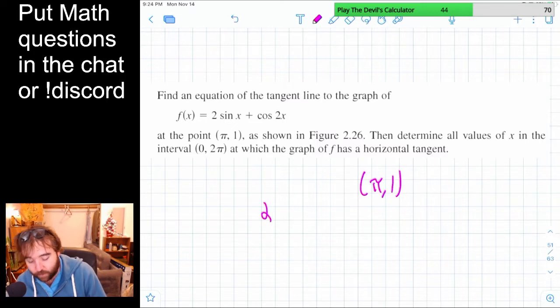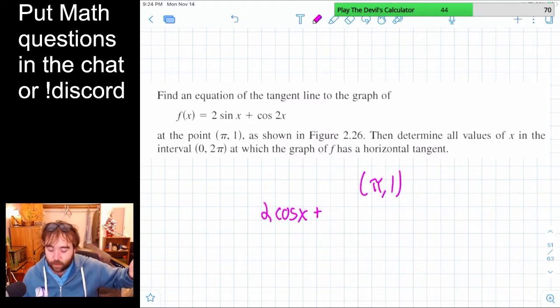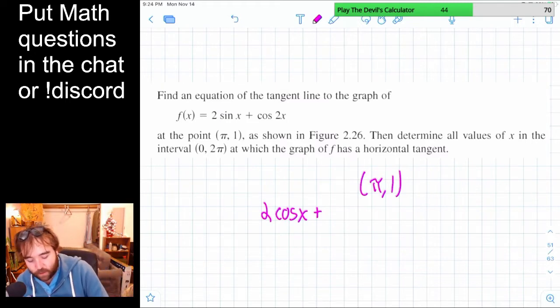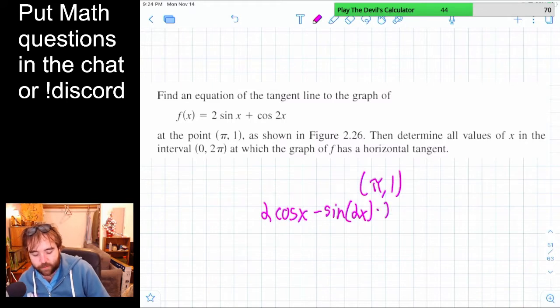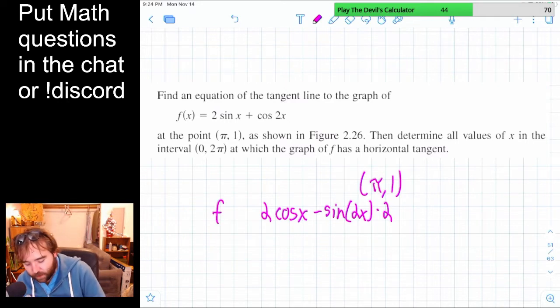So 2, derivative of sine is cosine. And then plus, so now cosine of 2x. So that's chain rule. The outside function is cosine. So the derivative of cosine is negative sine. The inside stays the same, but then multiply by 2, because the derivative of 2x is 2. So that's the slope. So then we just have to find the slope at pi.